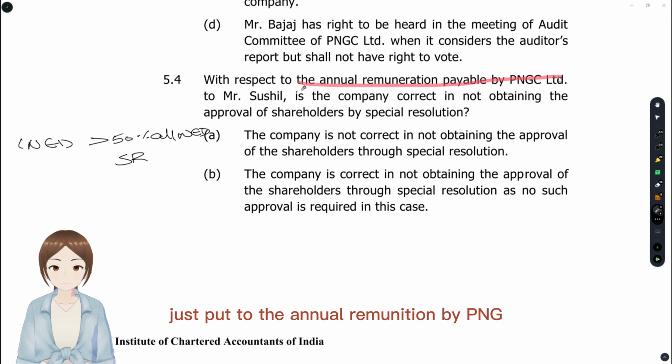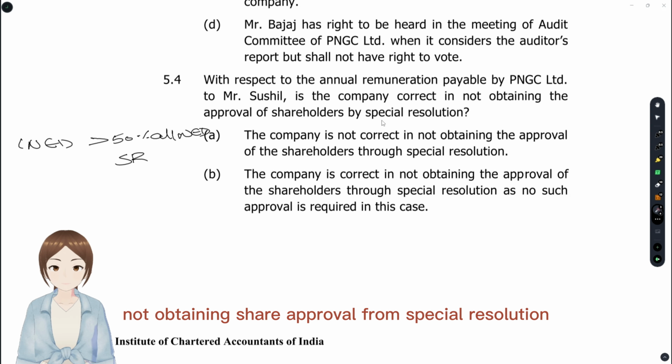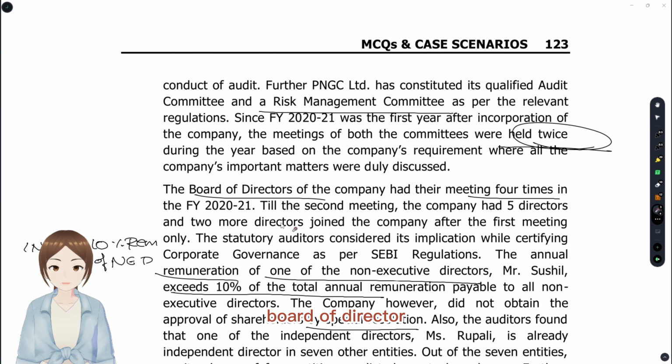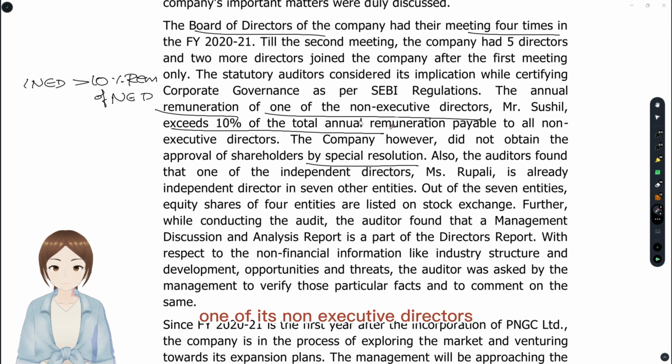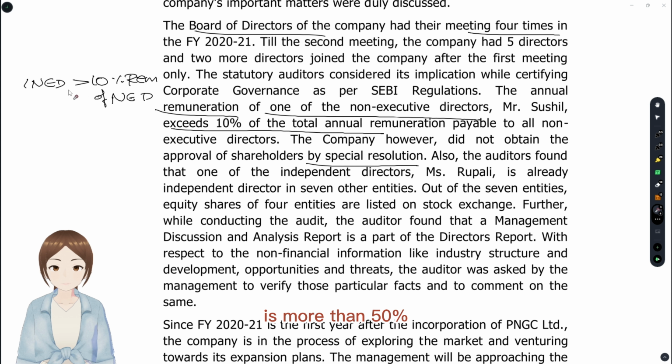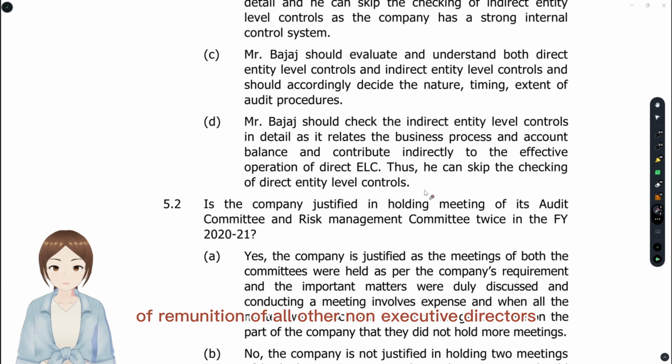With respect to the annual remuneration by PNG, is the company correct in not obtaining shareholder approval through a special resolution? We'll see what that was. Here it is: the Board of Directors. One of its non-executive directors' remuneration exceeds 10% of the total remuneration of all non-executive directors. The company did not obtain a special resolution. When should the company obtain a special resolution? When the remuneration of one non-executive director is more than 50% of the remuneration of all other non-executive directors.